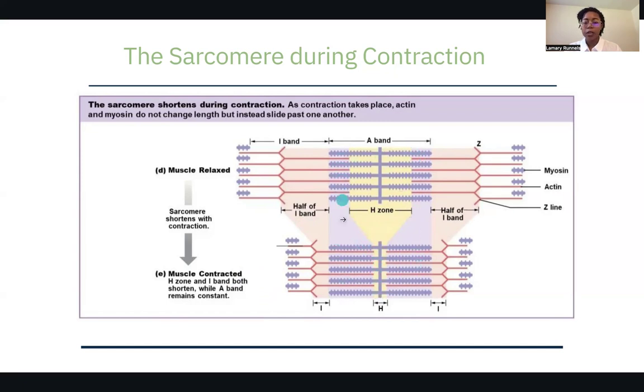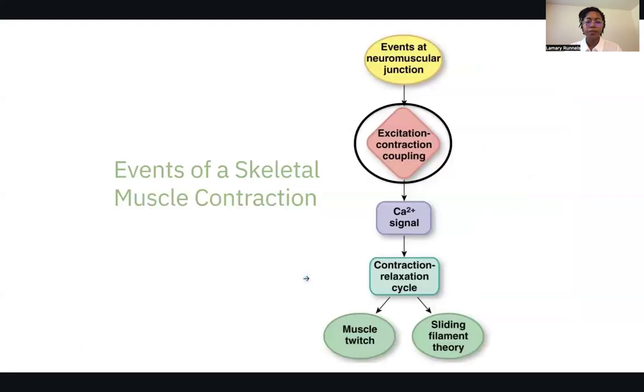This purple highlighted region does not move, but the H zone, the yellow highlighted portion, does contract, as well as the I band, this red portion, does contract.